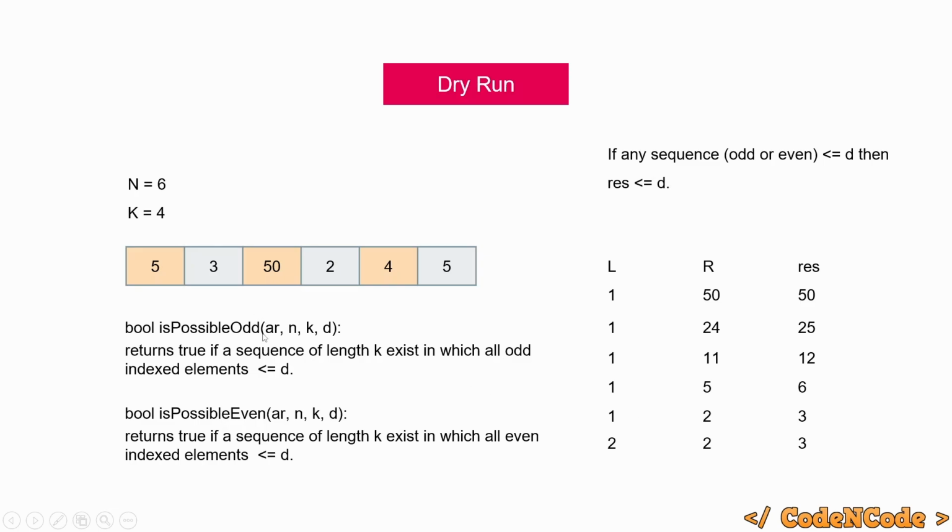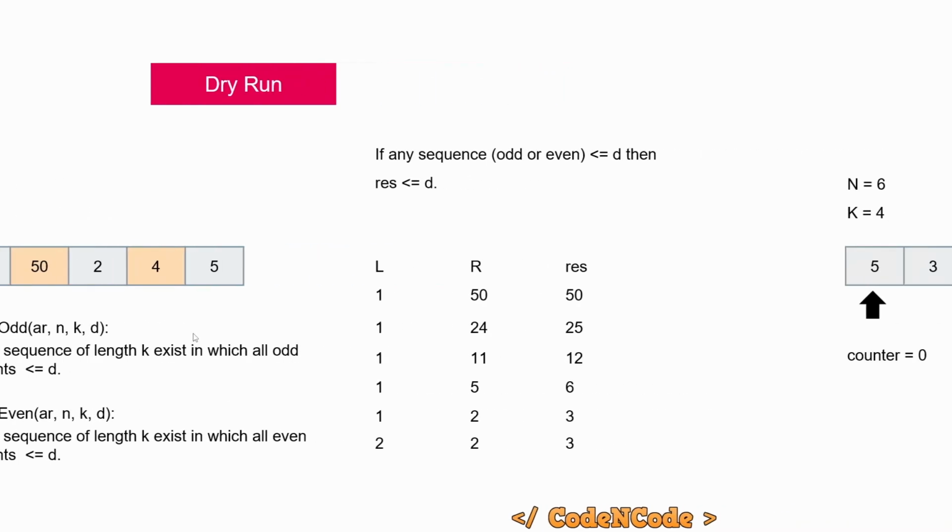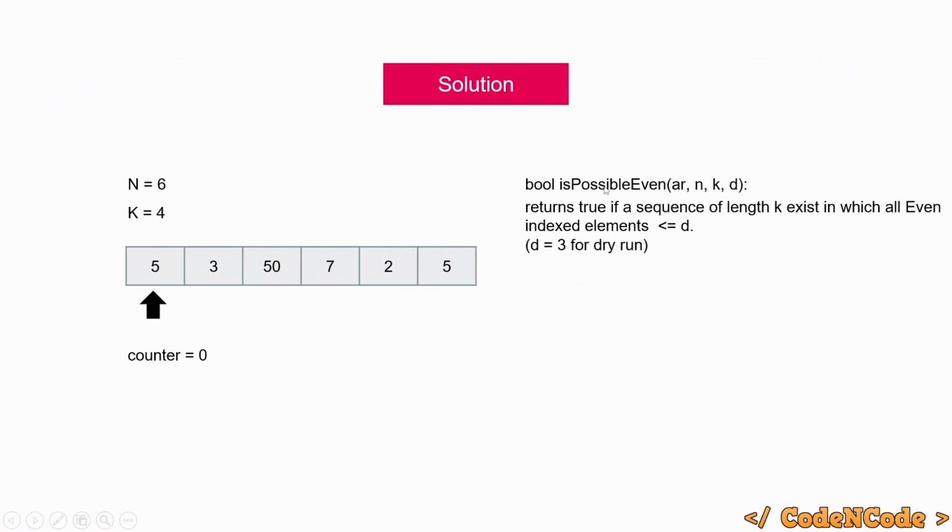Now the question arises, how do you implement this? How do I check that in the input array of size n, I can find a subsequence of length k such that all of the odd or all of the even elements are less than or equal to t? So let's build this one, is possible odd. And is possible even. Let me tell you how you actually implement these two.